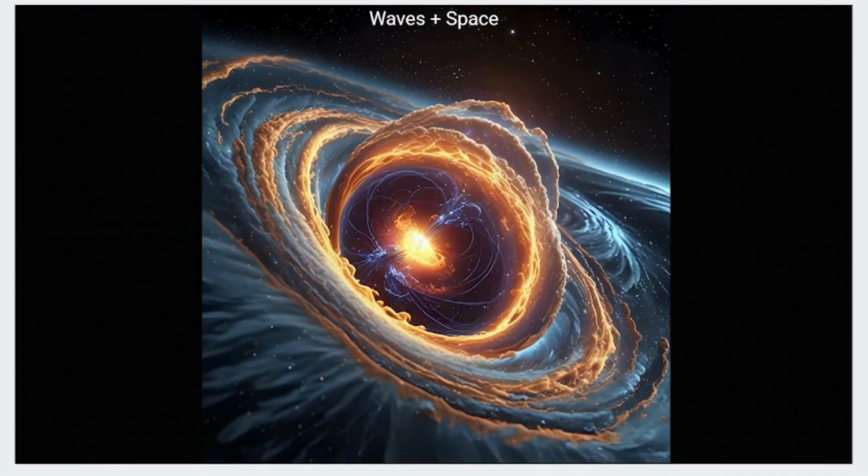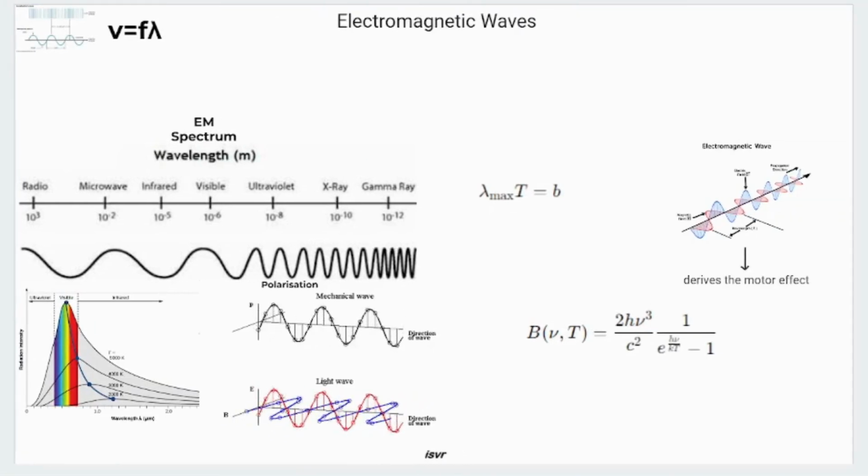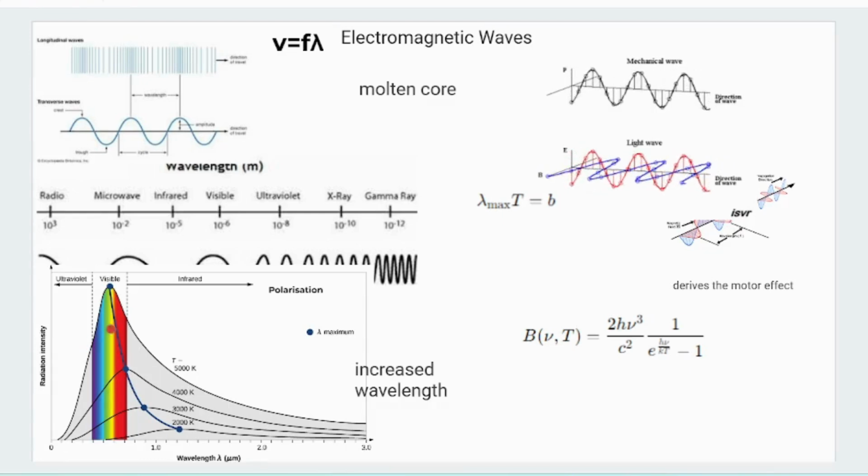Waves transfer energy without moving matter. A wave is defined as a disturbance in a medium that carries energy without a net movement of particles. The Doppler effect is the observed change in the frequency of a wave in relation to an observer who is moving relative to the source of the wave.